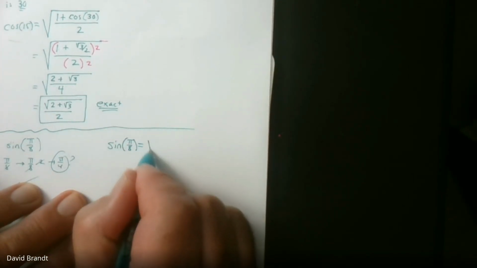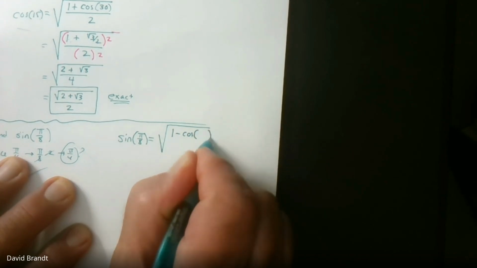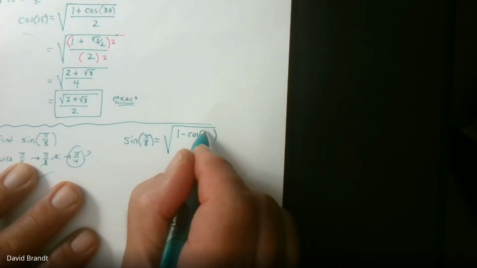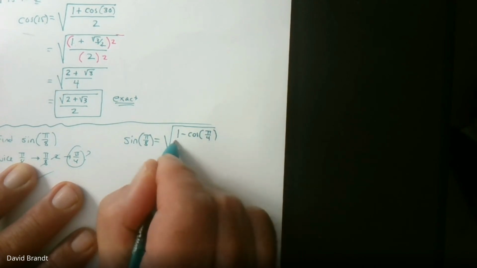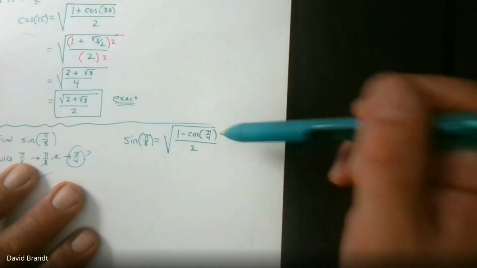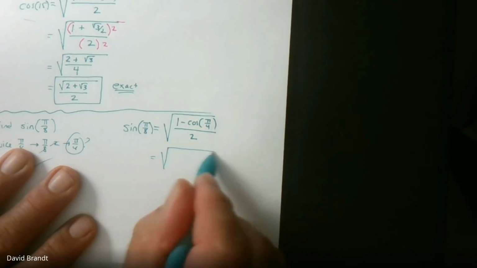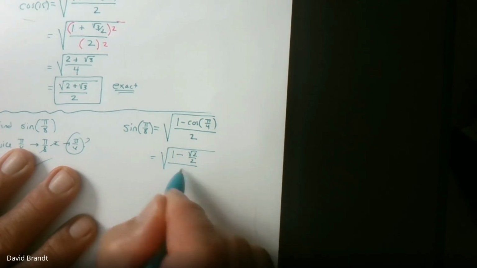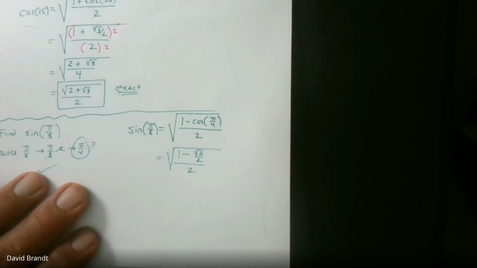All right, so let's see. It's the square root of 1 minus cosine. Now, what do you put right here? You put twice that angle. What's twice pi over 8? Twice pi over 8 is pi over 4. So that's the formula, but on this side I have pi over 8. Right here I have twice that, which is pi over 4. All right, we can evaluate that. We know what cosine of pi over 4 is. It is the square root of 2 over 2.